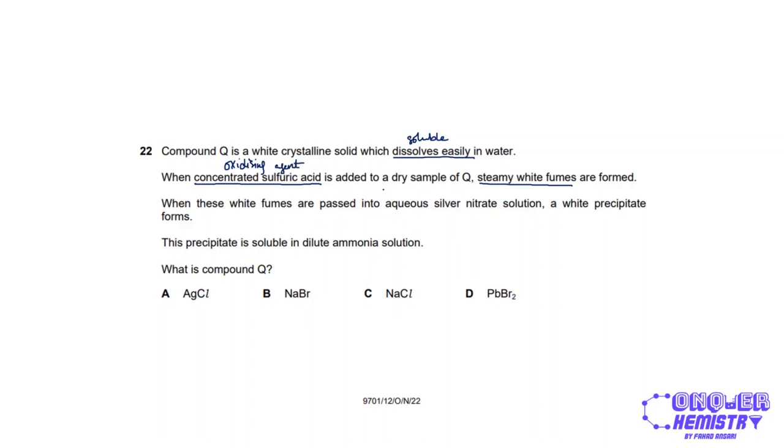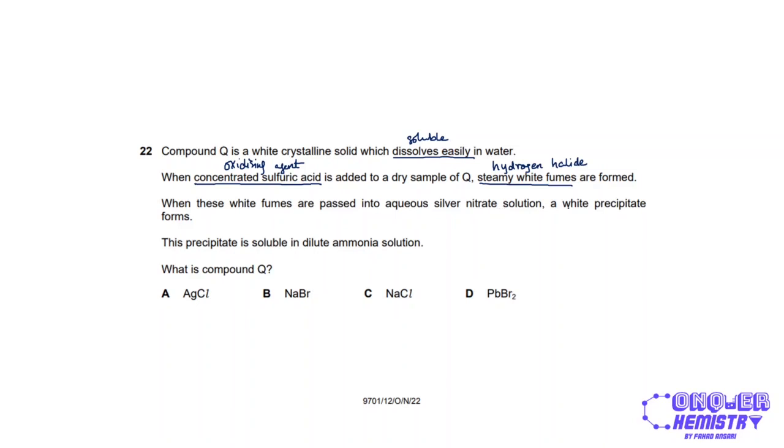And the situation in which you've seen this as an oxidizing agent is when the concentrated sulfuric acid reacts with hydrogen halides. And the hydrogen halides are first produced when the concentrated sulfuric acid first reacts with the halide salts, right? And the steamy white fumes that are produced when the salt reacts with the concentrated sulfuric acid is the hydrogen halide. And this can further react with the concentrated sulfuric acid in a redox reaction to produce a range of products. Now it says when these white fumes are passed into aqueous silver nitrate solution.